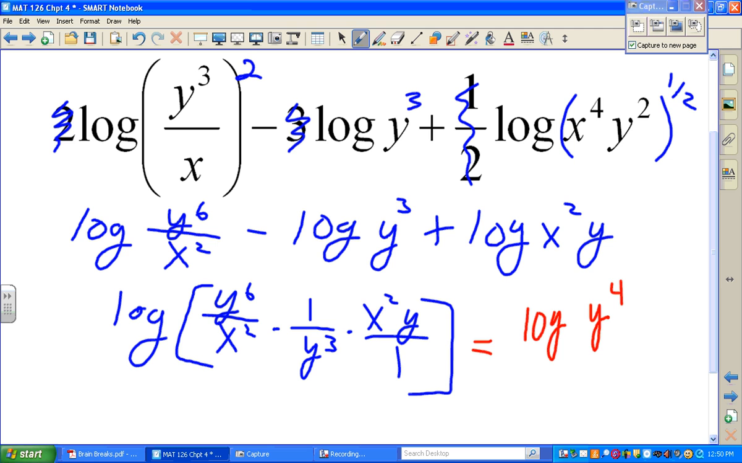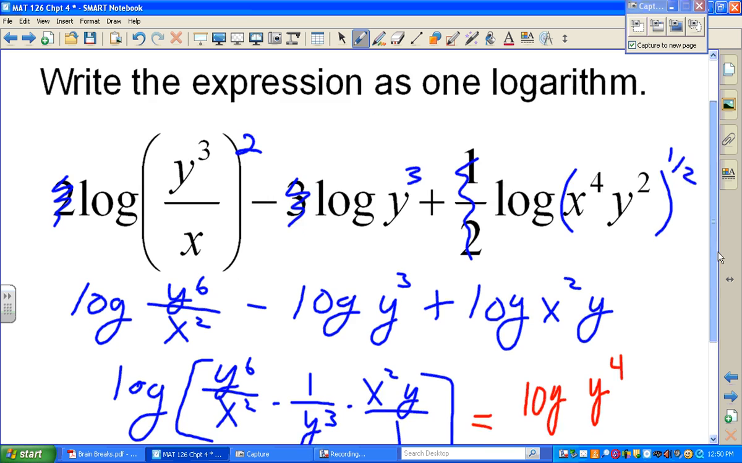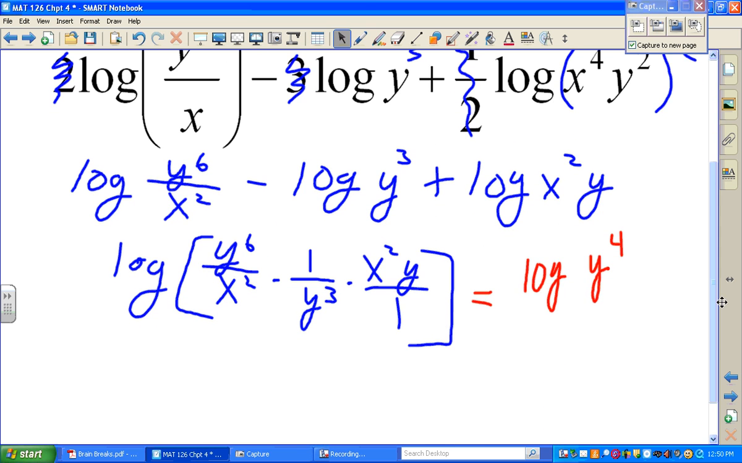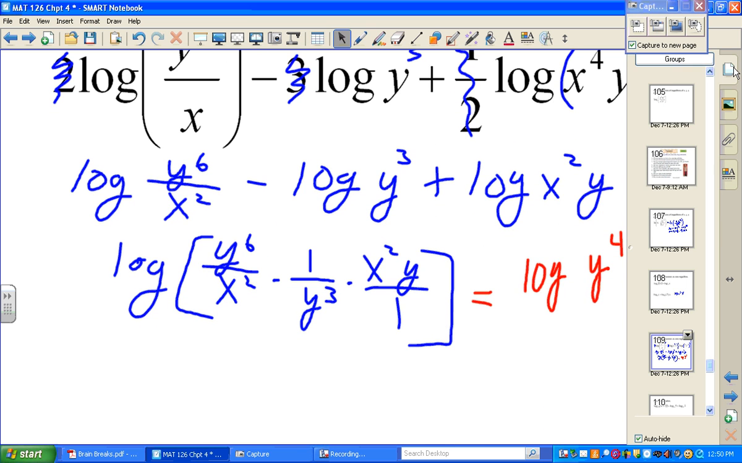Is that right? Excellent. That was fun, don't you think? Yeah. Log base 10 of y to the 4th. Sound good? Is it time to try this next one? Where'd it go? Oh, I just found this at lunch.